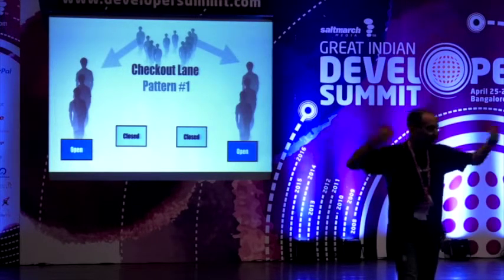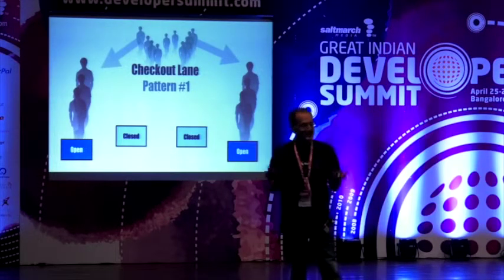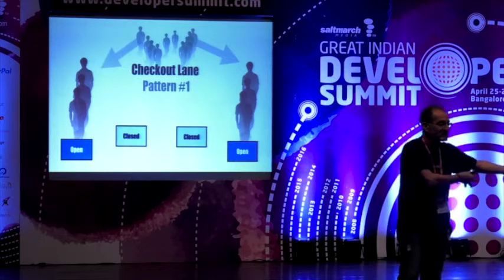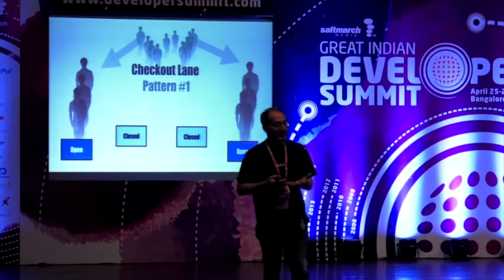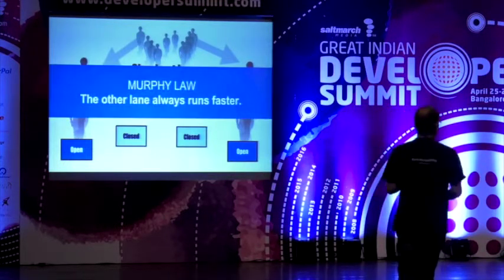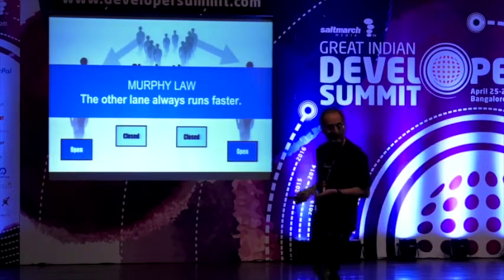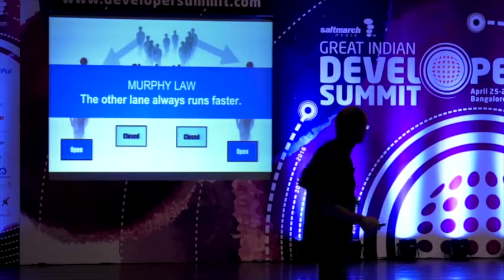Software is pretty smart at this, but in life in general, trying to figure out what scalability is, and in software as part of that, it's about the algorithm we use in load balancing. This is a common pattern. And it is a common pattern that runs against Murphy's law, that the other lane always runs faster. Okay, be serious.